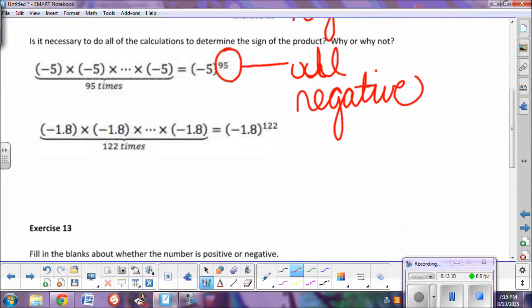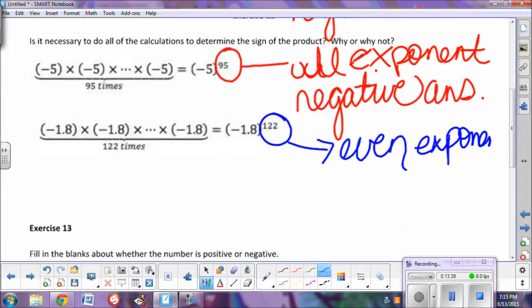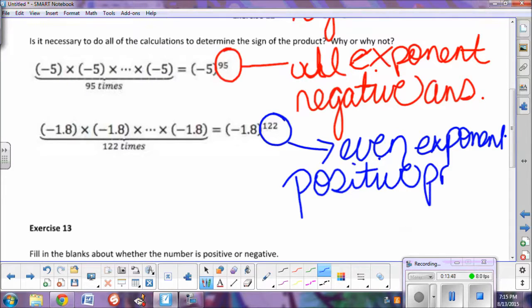Okay. So an odd exponent gives us a negative answer, right? Or negative product. So in the one below that, our exponent is 122. So what would the sign of our final product be, or our final answer? Because that is an even number, an even exponent, our final product is going to be a positive product, or positive answer. So a nice little shortcut.